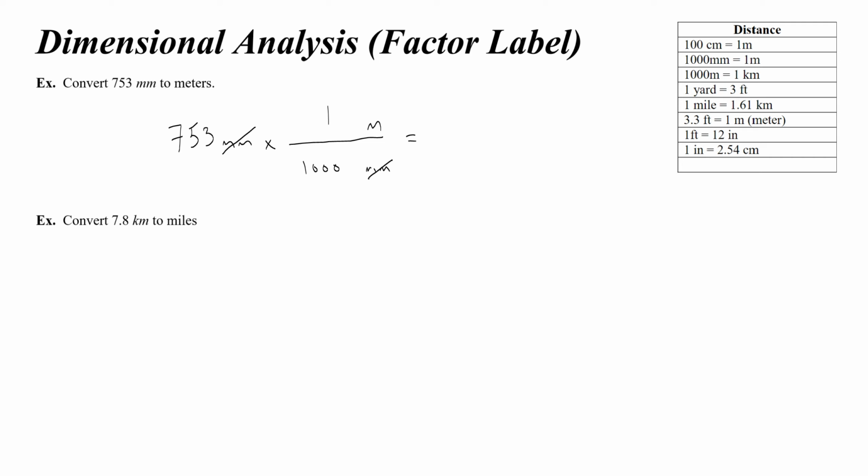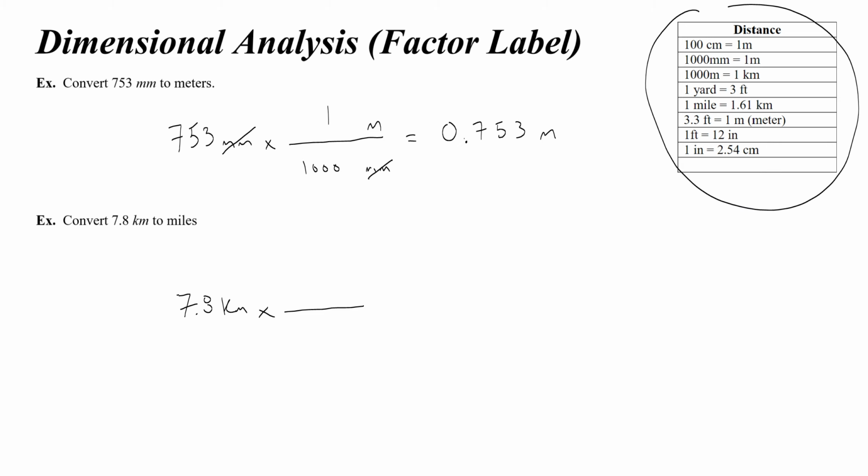So 753 divided by 1,000 is 0.753. Okay, now let's convert 7.8 kilometers to miles. So I'm going to start by writing 7.8 km. And then I'm going to do my factor. And I look at this little chart that I have to help me convert kilometers to miles, and it says that in 1 mile there are 1.61 kilometers.